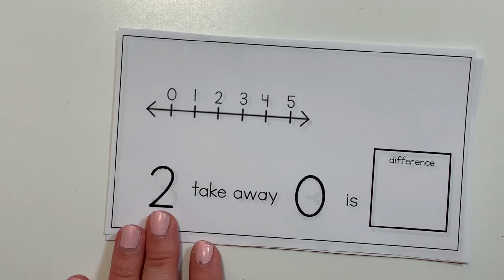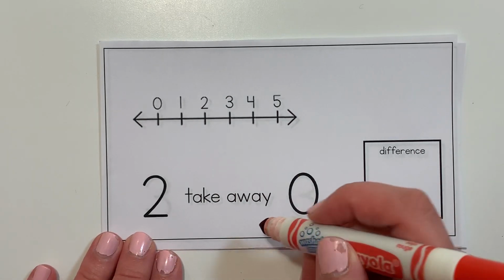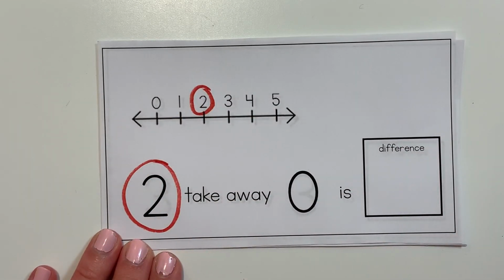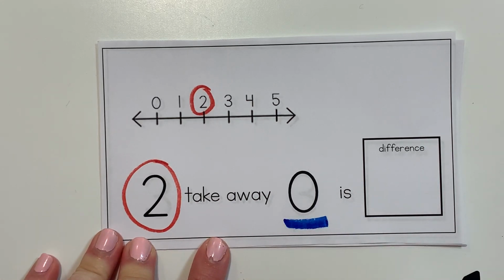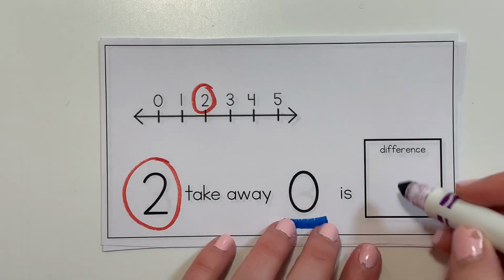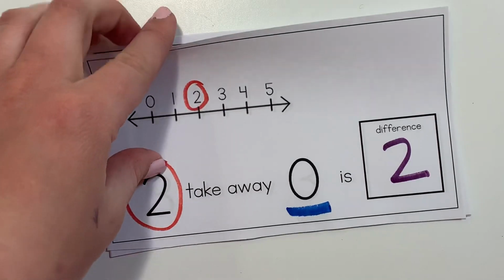Let's try this one. 2 take away 0 is. Well, I know I need to start by circling my biggest number. What's my biggest number? 2. What do I have to do next? Hop backwards the smallest number. What's my smallest number? My smallest number is 0. If my smallest number is 0, do I have to hop back any? No, I don't need to hop back any. Just like with our drawing, we didn't need to cross out any. If on our number line, we don't need to hop back any. 2 take away 0 is 2. Our answer stays the same.